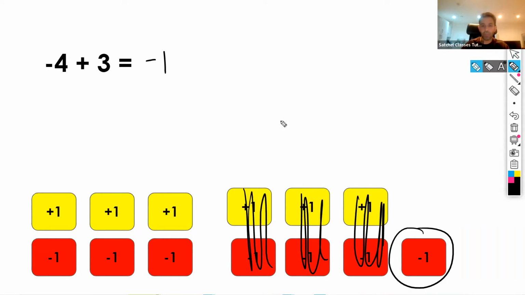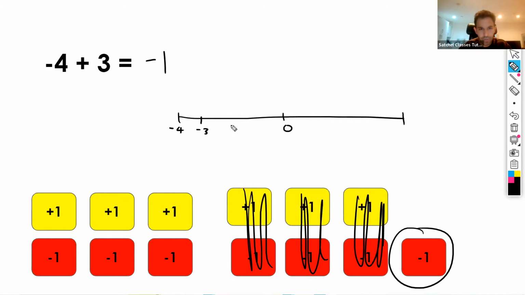And we can really show this on a number line again. So let's say if I had my number line and 0 is here. And let's say we've got -4, -3, -2, and -1. If I'm starting at -4 and I add 3 to it, I'm going to move 3 to the right. So we're going to go 1, 2, 3 to the right, and we're going to end up at -1.